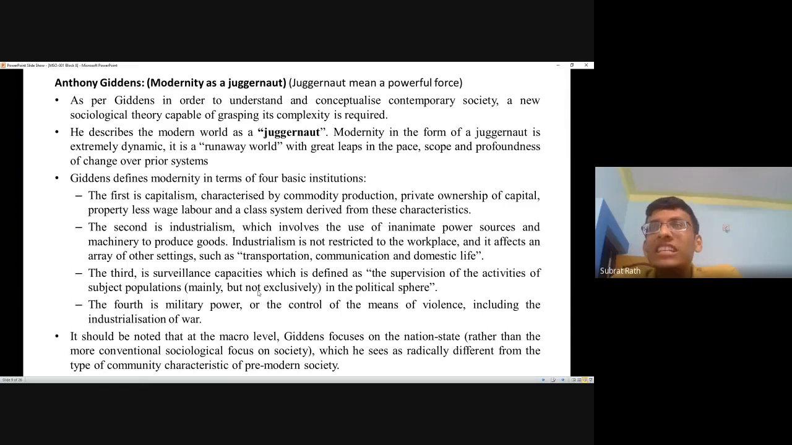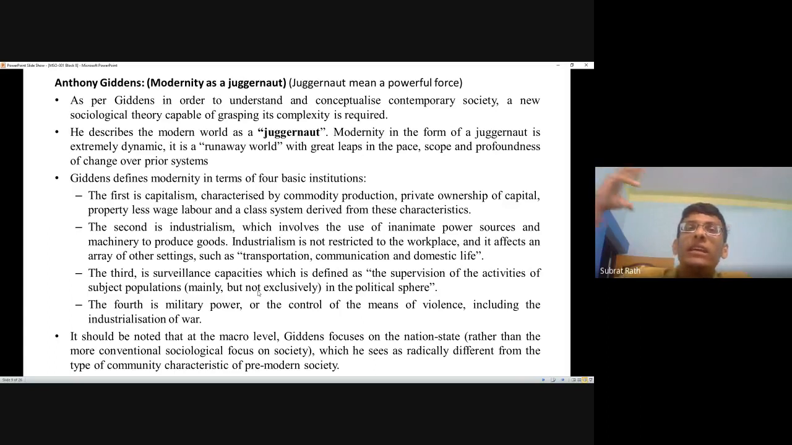And the second is industrialization. What is industrialization? It involves the use of inanimate power, that means machine power, and the replacement of human labor. That means we use the modern sense of transportation, communication, everything. You will find in Japan, there are hotels where there are no hotel boys. Robots are serving people. So what is that?